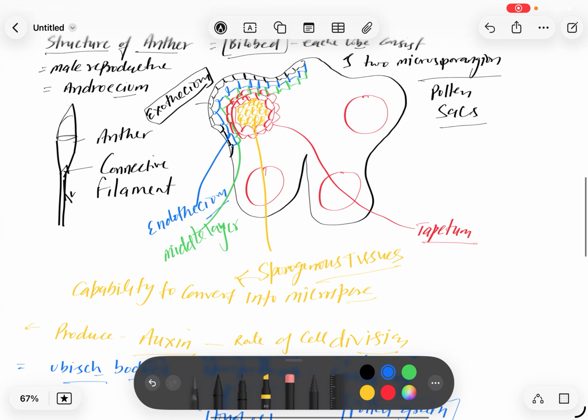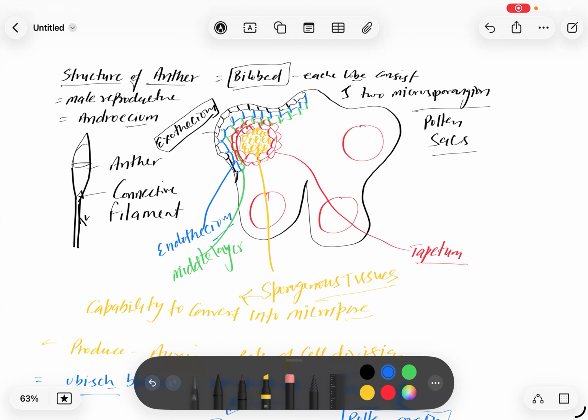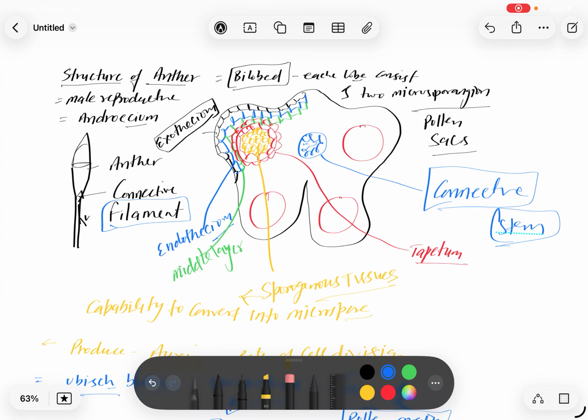Here, a mass of tissue is also present, which is known as connective. It absorbs water and nutrients from the filament, and the filament absorbs water and minerals from the stem. So it provides nutrition to all cells of the anther.